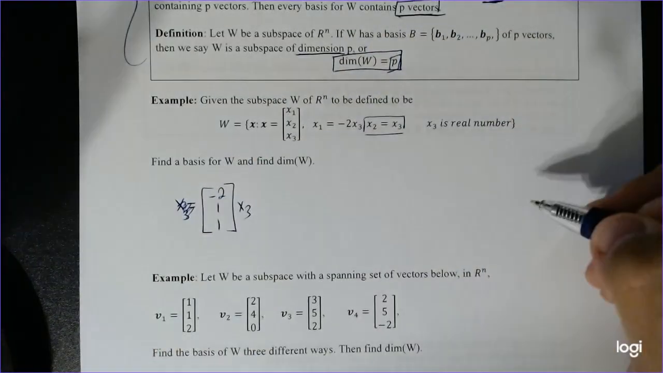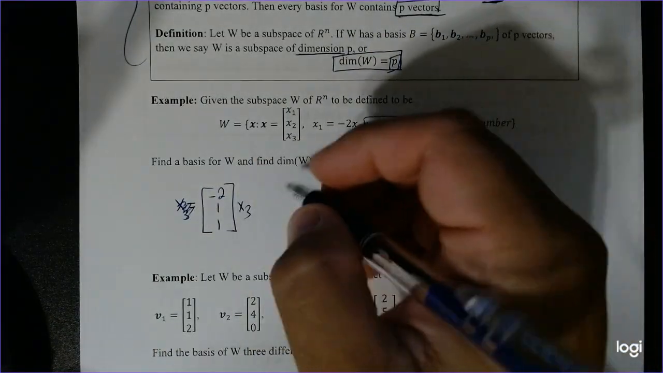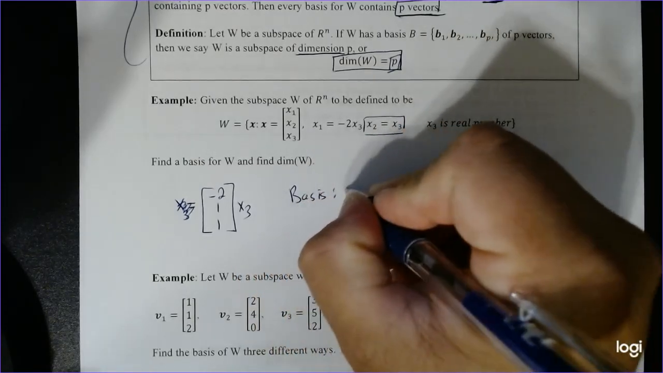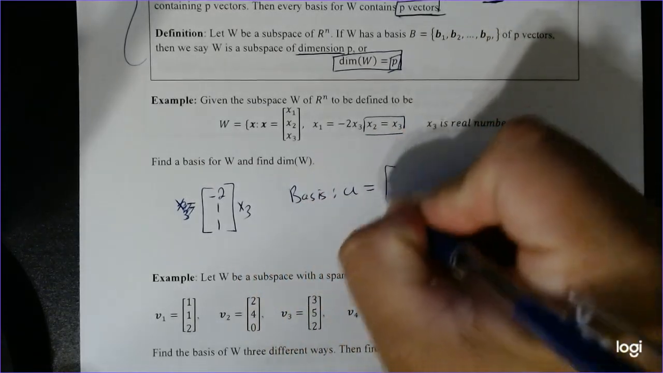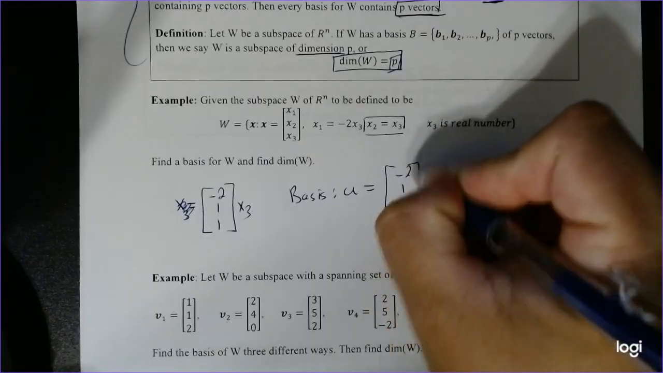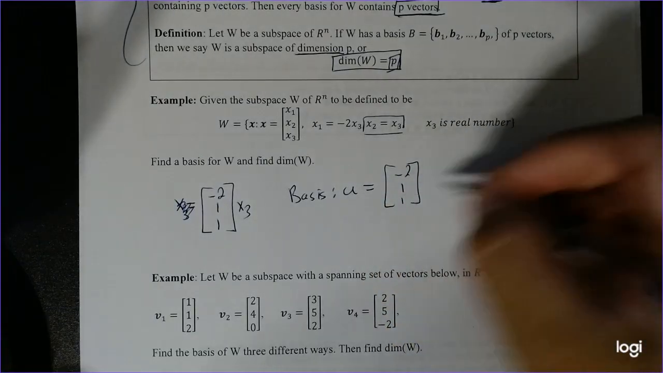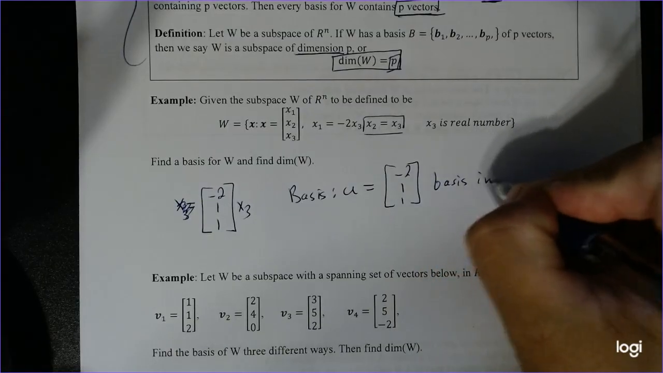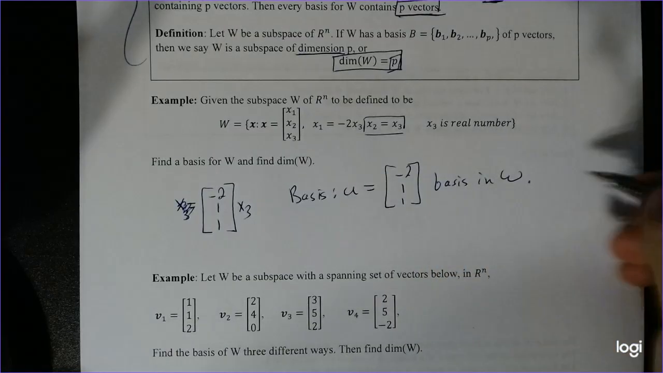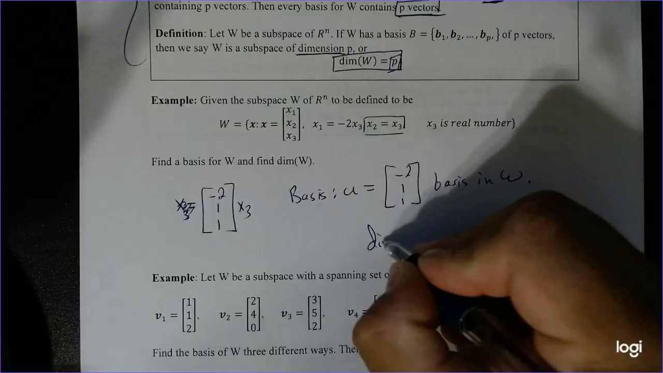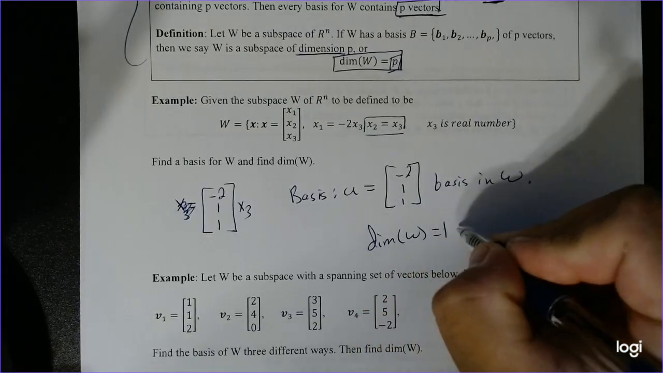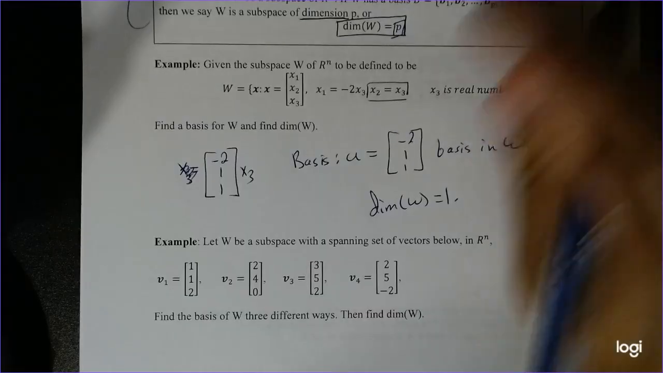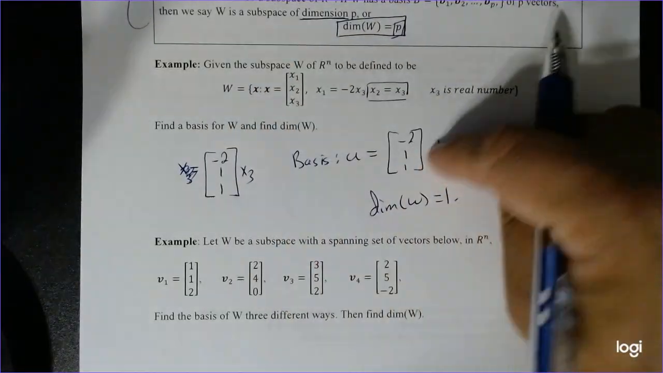So this means our basis, if I just call it a different letter now, like U, will be negative 2, 1, 1. So this is a basis for W, and since we only have one vector, the dimension of W would be 1. Now this is a pretty straightforward example.